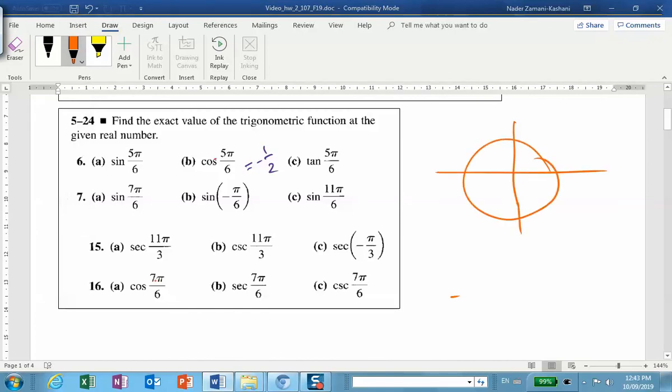Okay, now first of all, there is a thing, 7 pi over 6. What does that mean? 7 pi over 6, you can write it as pi plus pi over 6. Now where does that land you? Pi is here, pi over 6 is there. You add, you go in the counterclockwise direction to that location.